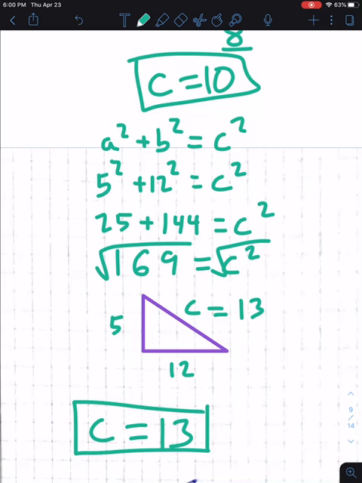All right, folks, so that is how you use the Pythagorean theorem. We'll talk more about this next week.